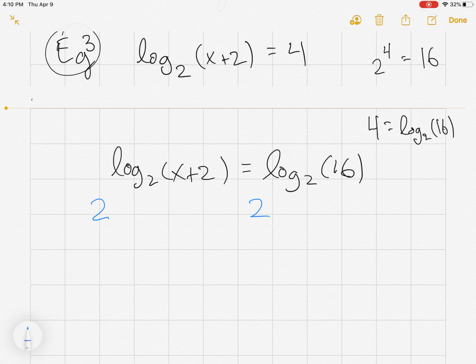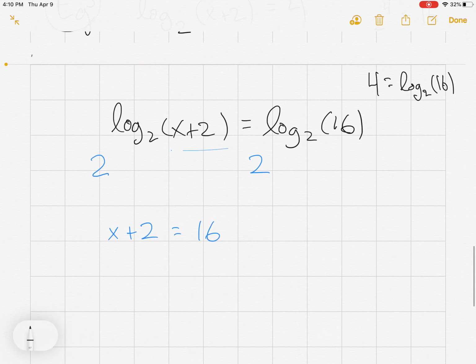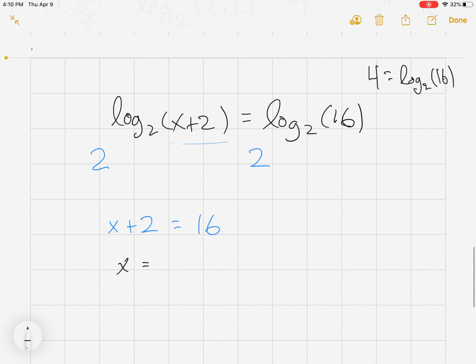So since we're not changing the equation, we're just making the powers equal to each other. So 2 to the power of log base 2 of x plus 2 is going to be equal to 2 to the power of log base 2 of 16, right? And so we're going to have our x plus 2 equal to 16 here, which means that our x is going to be equal to 14, right?